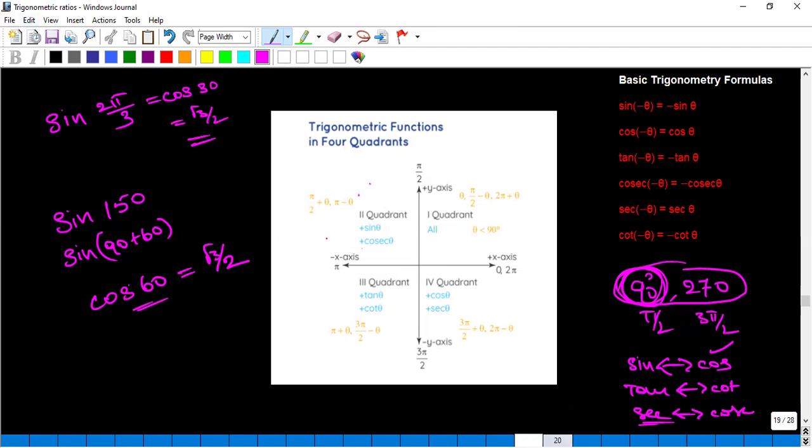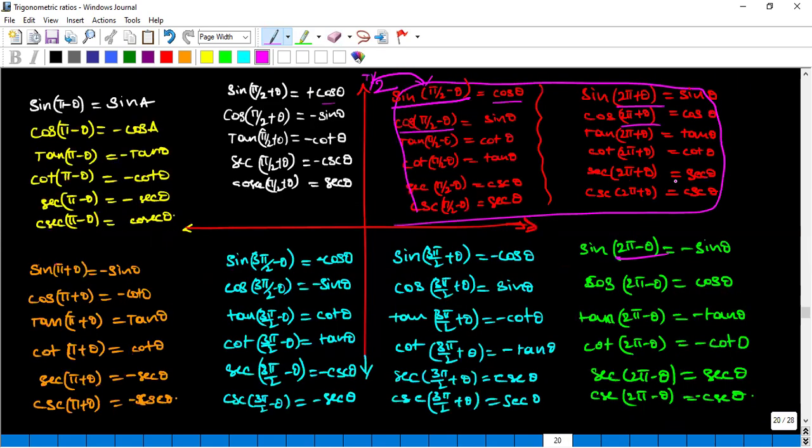Just have a look over all these. When you are taking 90 plus or minus theta or 270 plus or minus theta, then only sine will become cos and tan will become cot, secant will become cosecant. Inverse also possible. But when you are taking pi plus or minus theta or 2 pi plus or minus theta, that time cos will be like cos only, sine will be like sine only, tan will be like tan only, but based on the quadrant you need to take the sign. In which quadrant you are, based on that you need to take the sign.